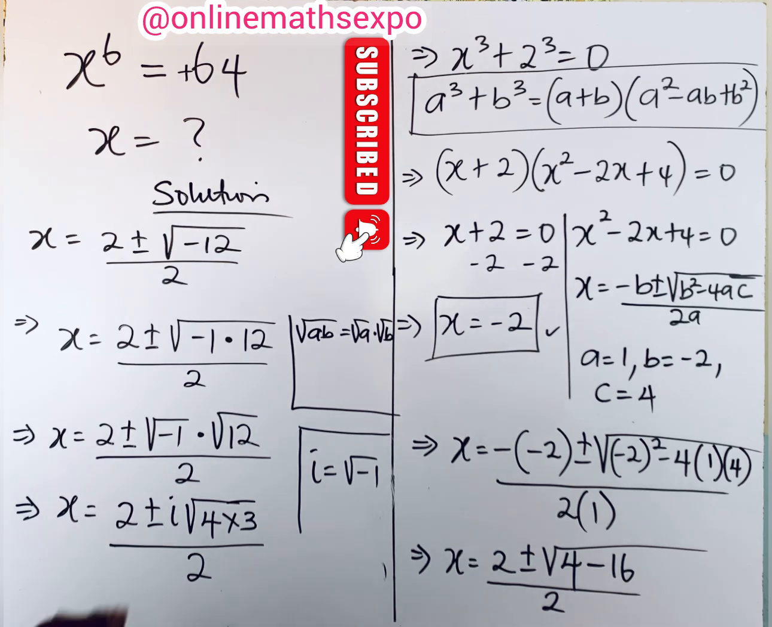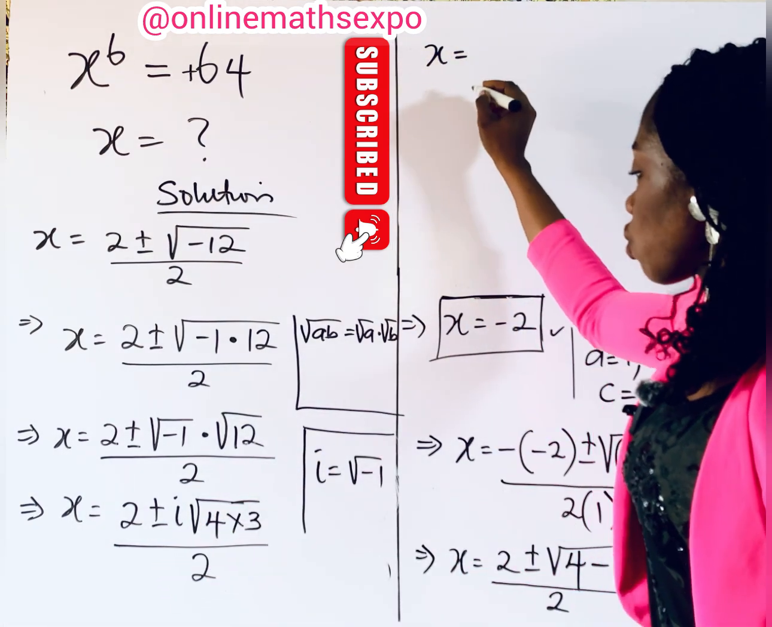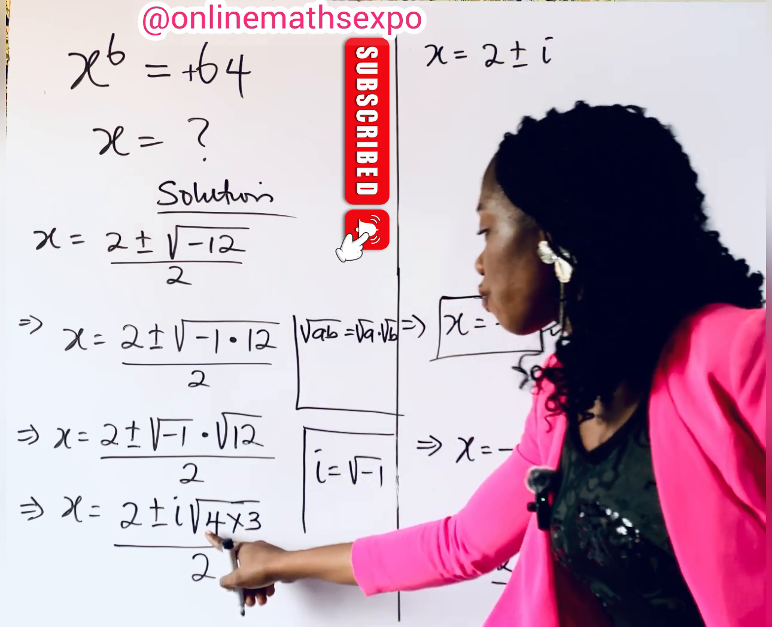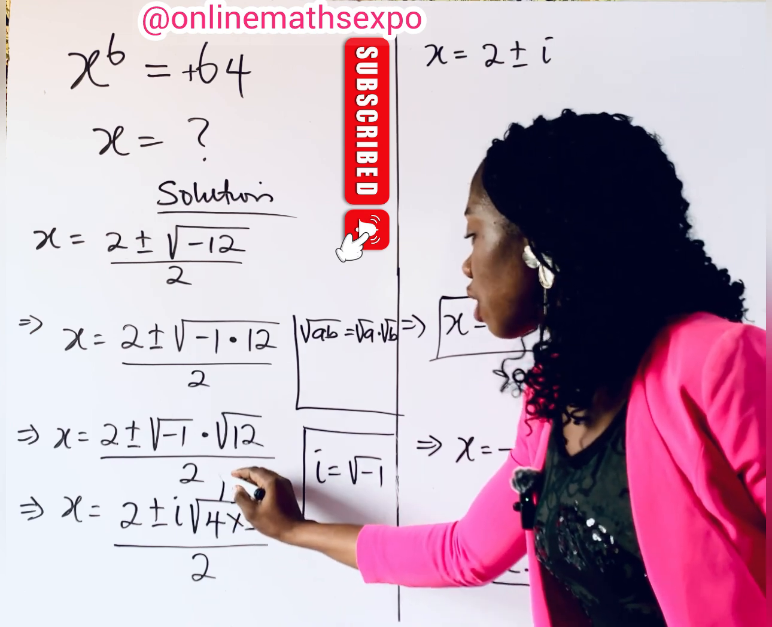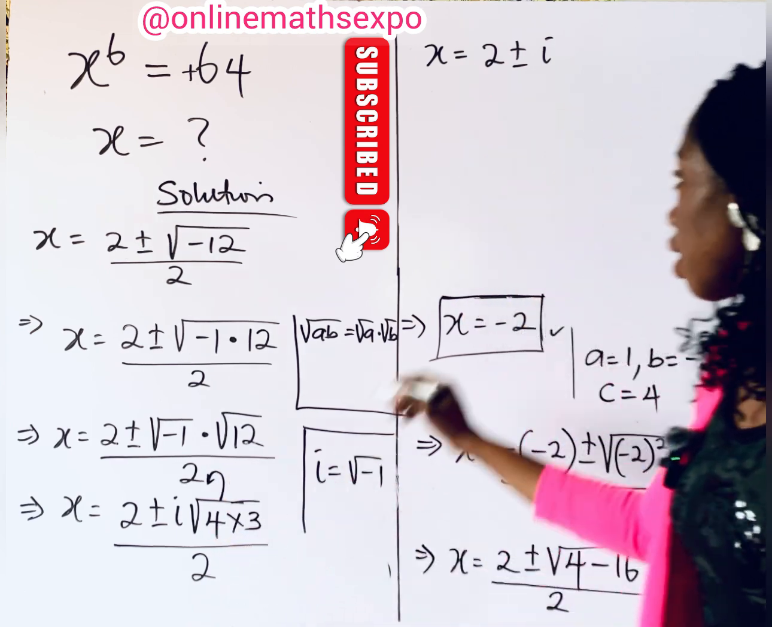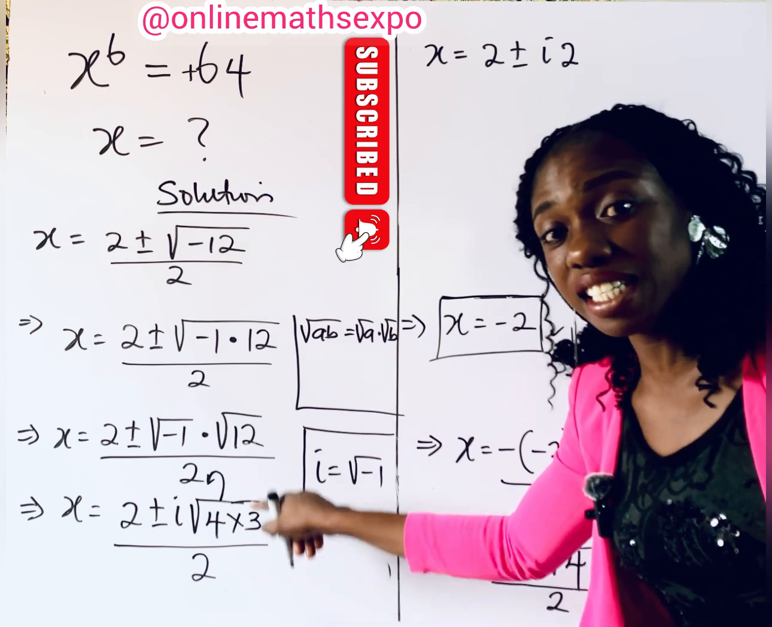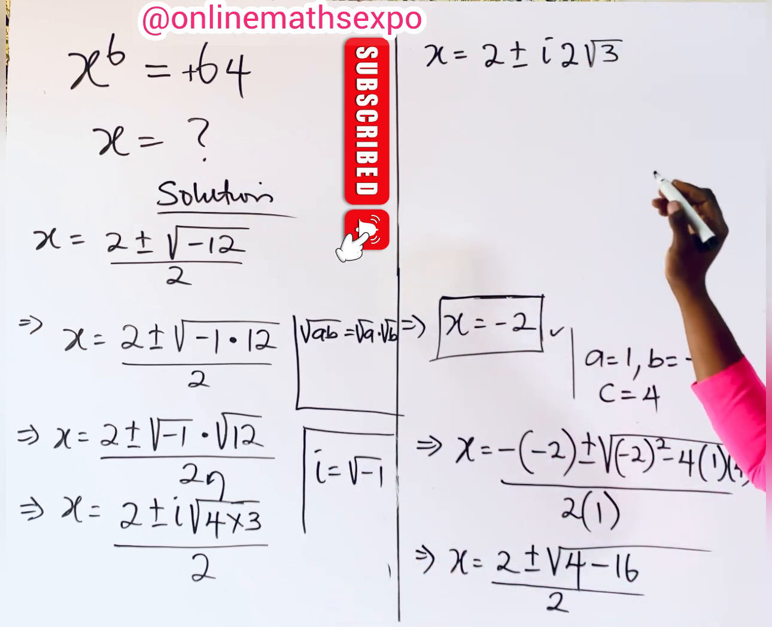Okay, now let's simplify again. So this gives us x is equal to 2 plus or minus i. Now this 4, because it's perfect, its square root is 2. So we are going to bring that 2 out from this root. Okay, so you write it out. Then this 3 is not perfect, it remains in the root. So we are going to have root 3. Did you see how we got that?